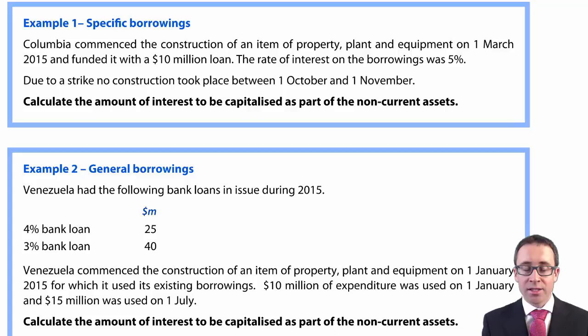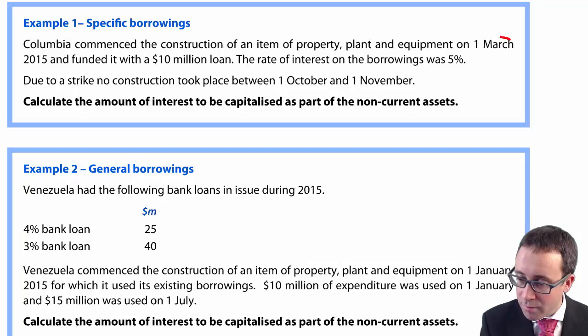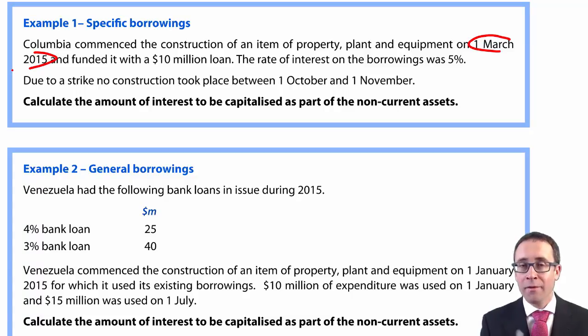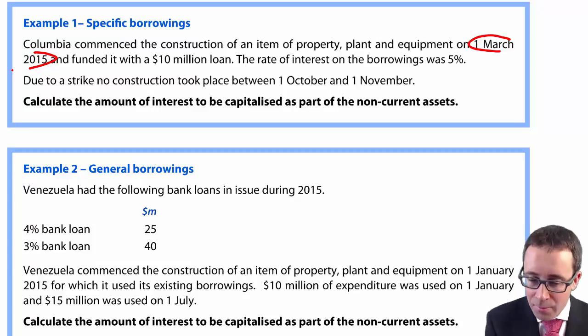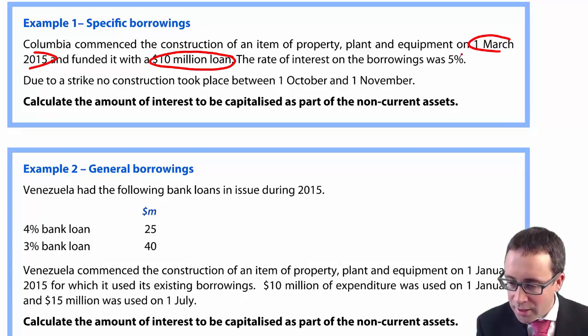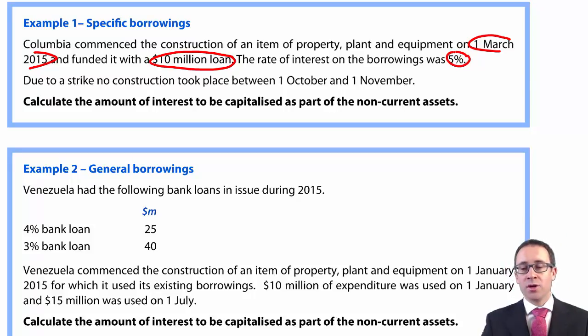So what you have here, it says Columbia commenced the construction of an item of property, plant and equipment on the 1st of March 2015. So presumably before that, we were incurring expenditure, weren't we? Okay, as soon as construction commences, we are incurring expenditure, aren't we? Because we must be paying somebody to construct the asset. Okay, on that date, we also took out a $10 million loan. Okay, so it's specific borrowings, and the rate of interest was 5%. So we're going to use that 5%, aren't we, to capitalize the interest on the borrowings.